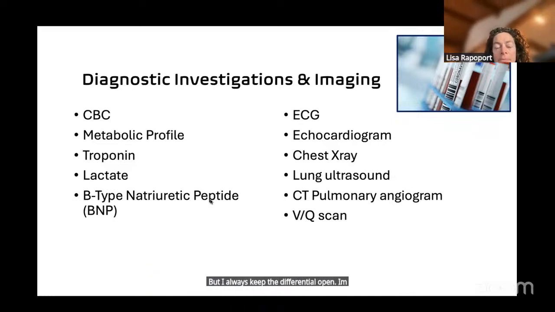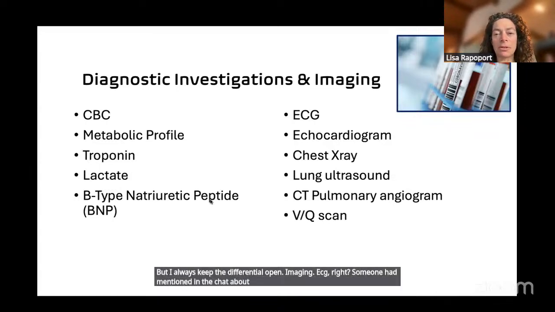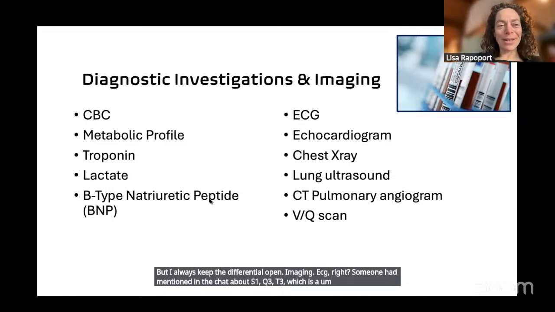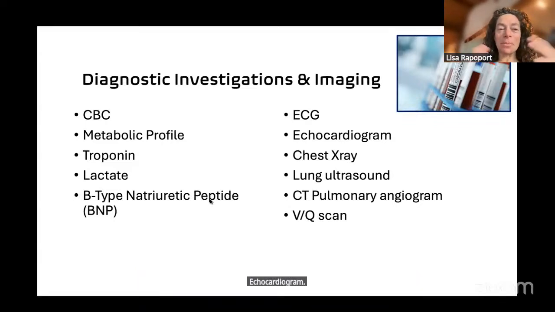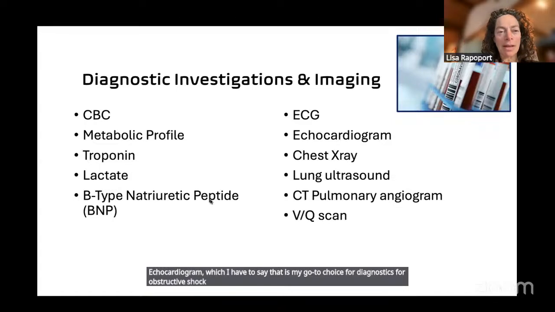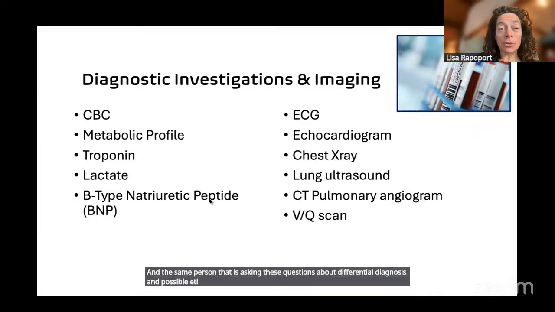Imaging, ECG, right? Someone had mentioned in the chat about S1Q3T3, which is a pathognomonic EKG pattern for acute RV failure. It can also be seen in acute RV myocardial infarction, by the way. Echocardiogram, which I have to say is my go-to choice for diagnostics for obstructive shock. We'll talk about that a little later in our slides, but I find it rapid, and the same person that is asking these questions about differential diagnosis and possible etiologies is the person doing the test, as well as the person interpreting the test.